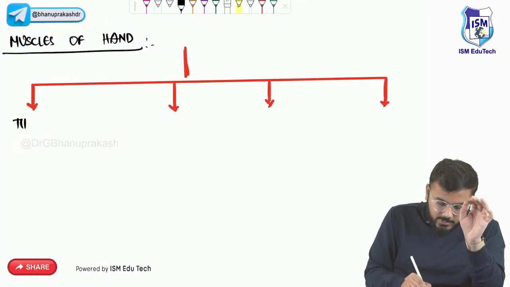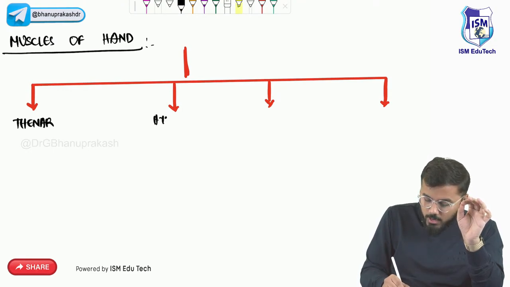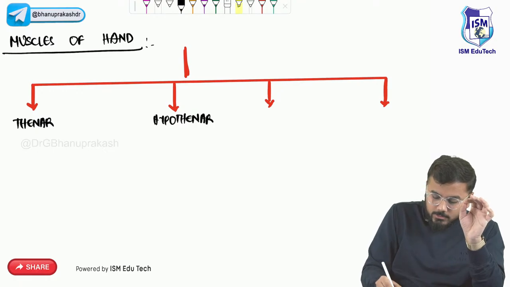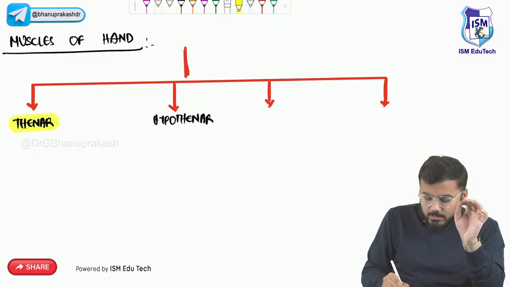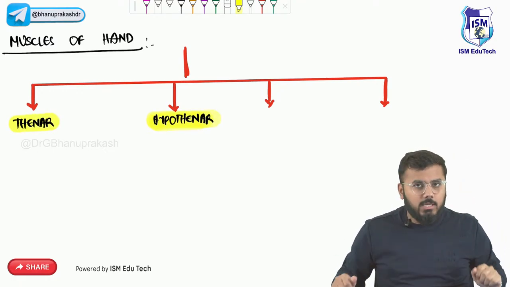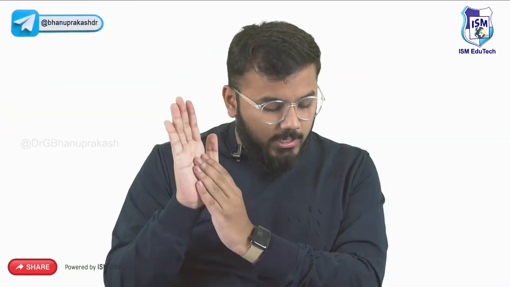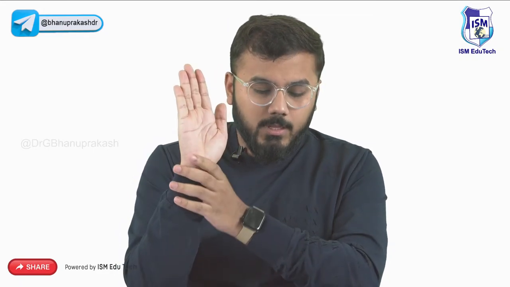So, the first group of muscles which we have is the thenar muscles, next we have the hypothenar muscles. So, we have two groups of muscles, one is called thenar, another one is called hypothenar. Now, when it comes to thenar, I want all of your attention, look here now.